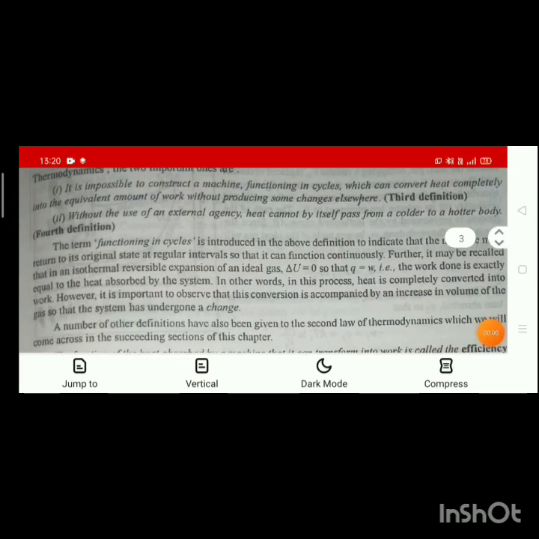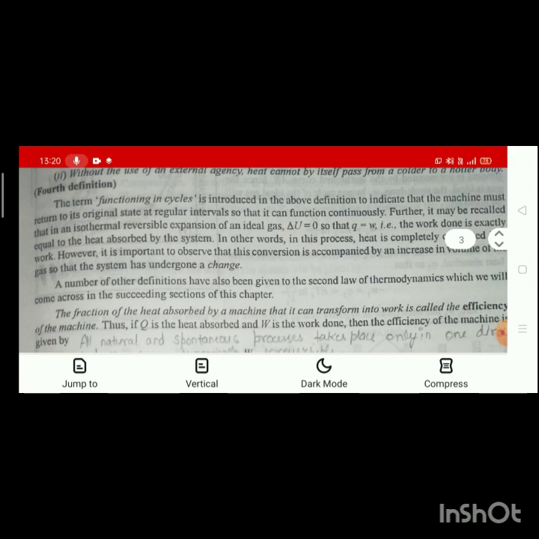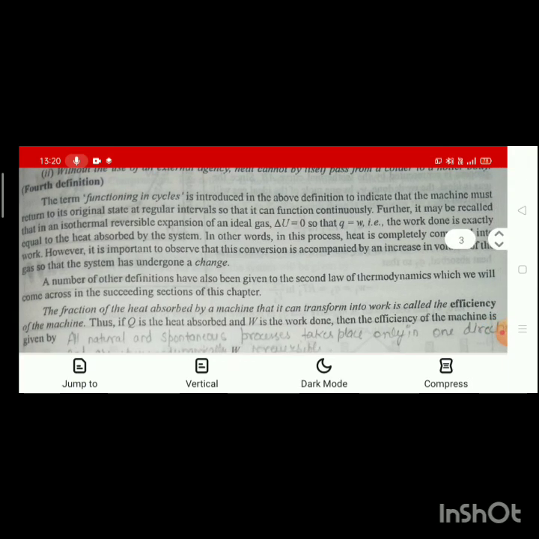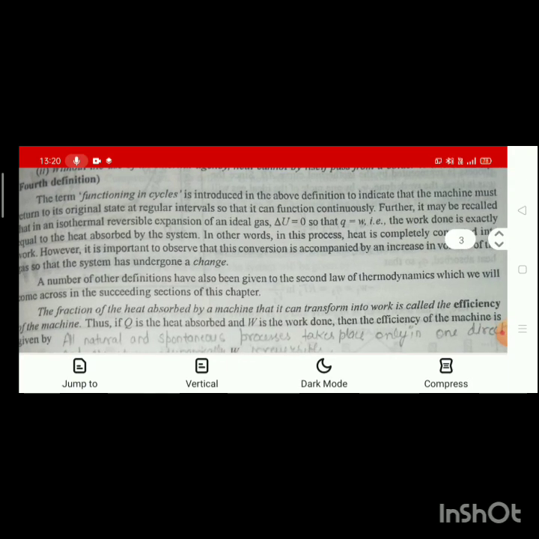Without the use of an external agency, heat cannot by itself pass from a colder body to a hotter body. The term functioning in cycles is introduced in the above definition to indicate that the machine must return to its original state at regular intervals so that it can function continuously.